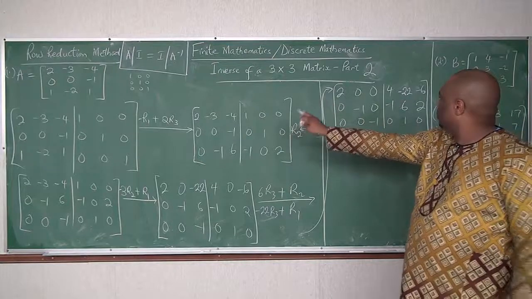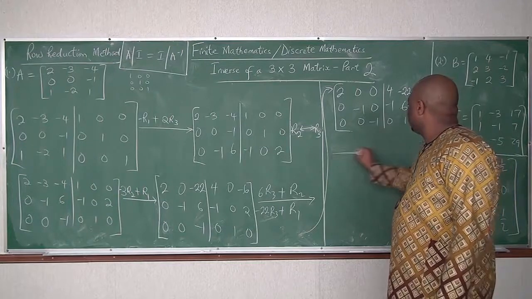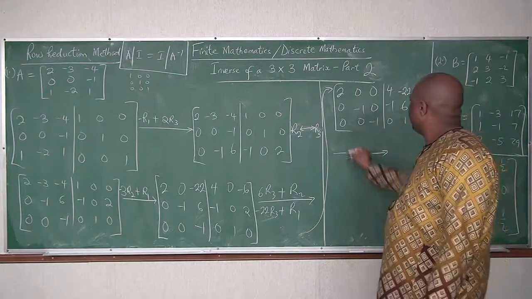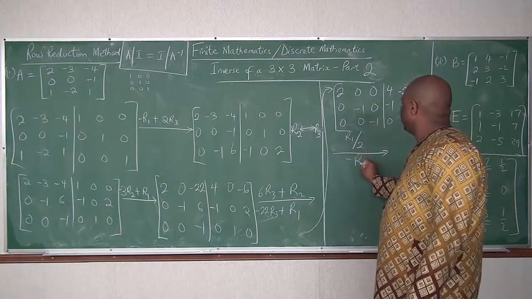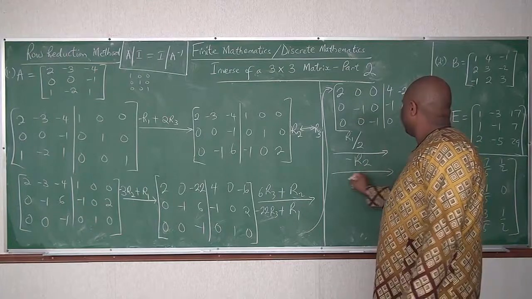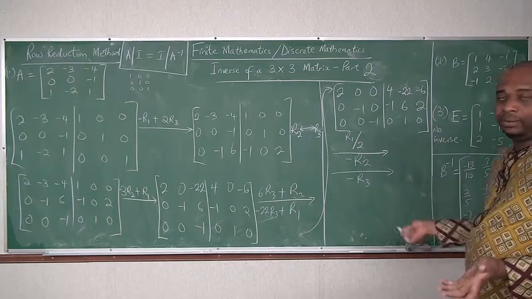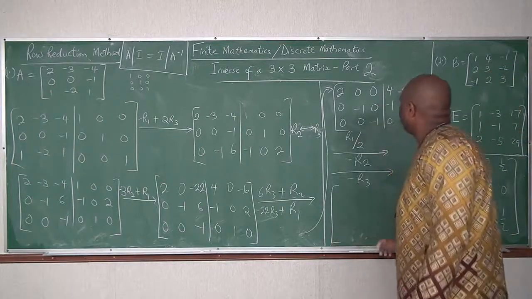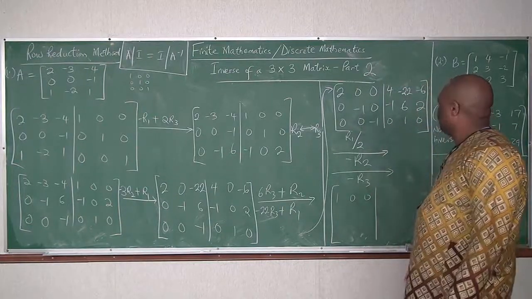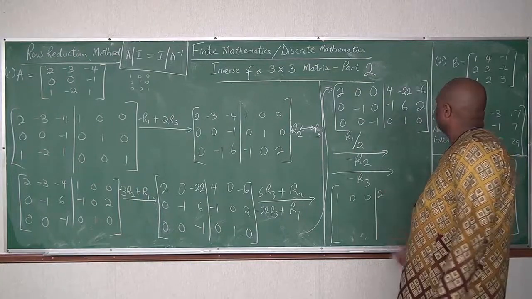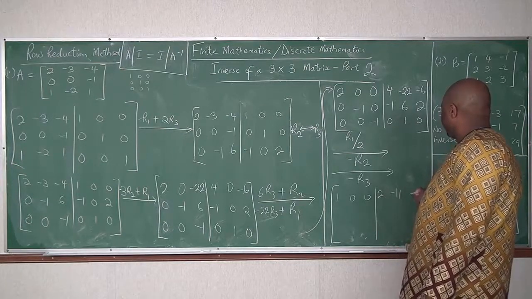We now make it look like an identity matrix. So what operations do we have, folks? From here we have R1 divided by 2. Then we have negative R2, and we also have negative R3. Negative 1 times R2 and negative 1 times R3. So what do we have here? We now have 1, 0, 0. 4 divided by 2 is 2. Negative 22 divided by 2 is negative 11. Negative 6 divided by 2 is negative 3.